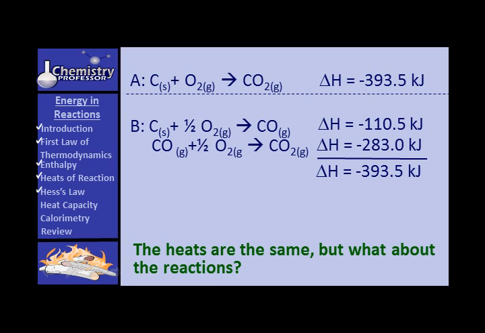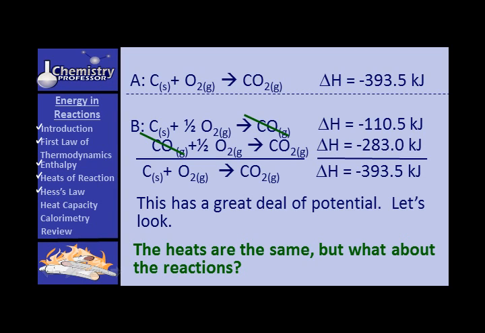The heats are the same, but are the reactions the same? Well, let's look. If we take the carbon monoxide that is produced in the first reaction in part B, it will cancel the carbon monoxide that is absorbed in the second part of that reaction. Let's see, will anything else cancel? I don't think so. So let's add those two halves of the total algebraically. And we get carbon plus oxygen gives us carbon dioxide. And the delta H is still negative 393.5 kilojoules. This has a lot of promise. Let me show you an example of the potential that this thing has.